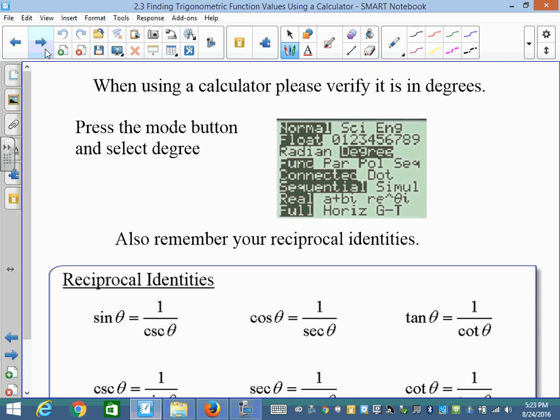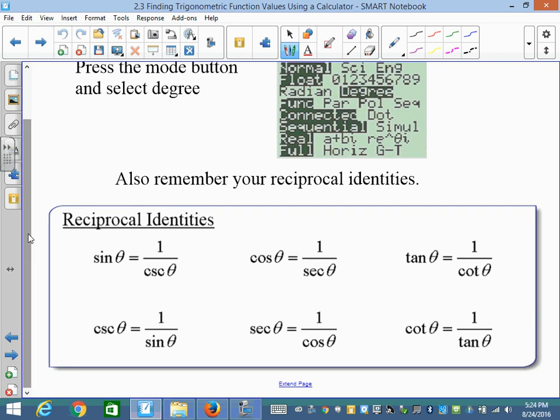Also, don't forget your reciprocal identities. Sine is the reciprocal of cosecant, cosine is the reciprocal of secant, and so on and so forth. Try not to use that 1 over cosecant when you're doing things, because that's just making your problems harder. To take the reciprocal, simply flip the fraction over.